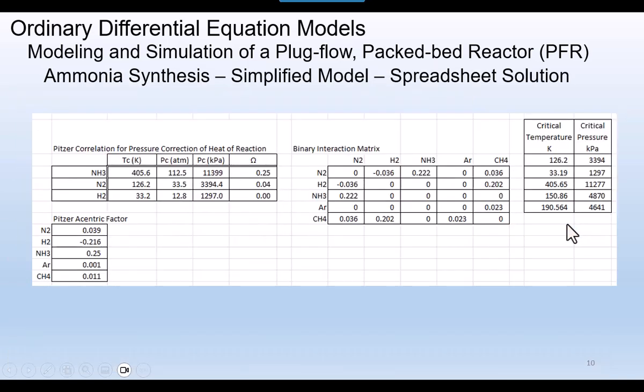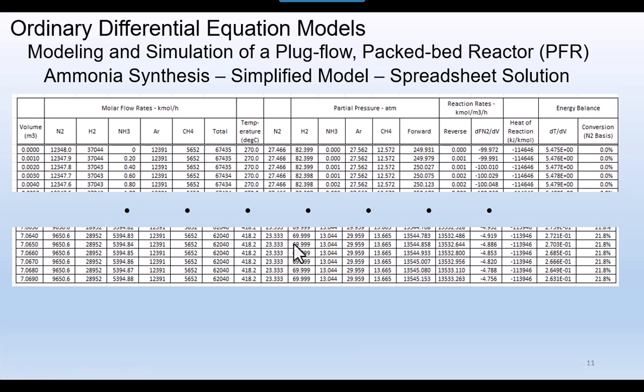And then we have the additional parameters needed for the Peng-Robinson equation of state. And we covered this: the binary interaction matrix, the Pitzer acentric factor, the omegas, the critical temperature and pressure. And some of these are duplicated, like the critical temperature here and over here. And then we have our lengthy table. And we went through all of that with you.